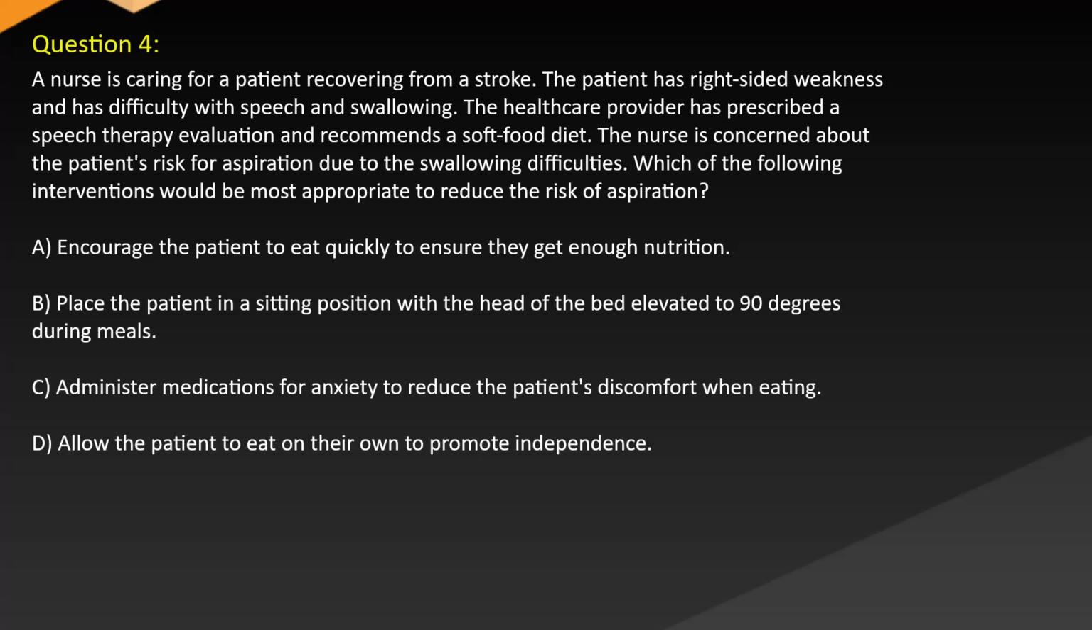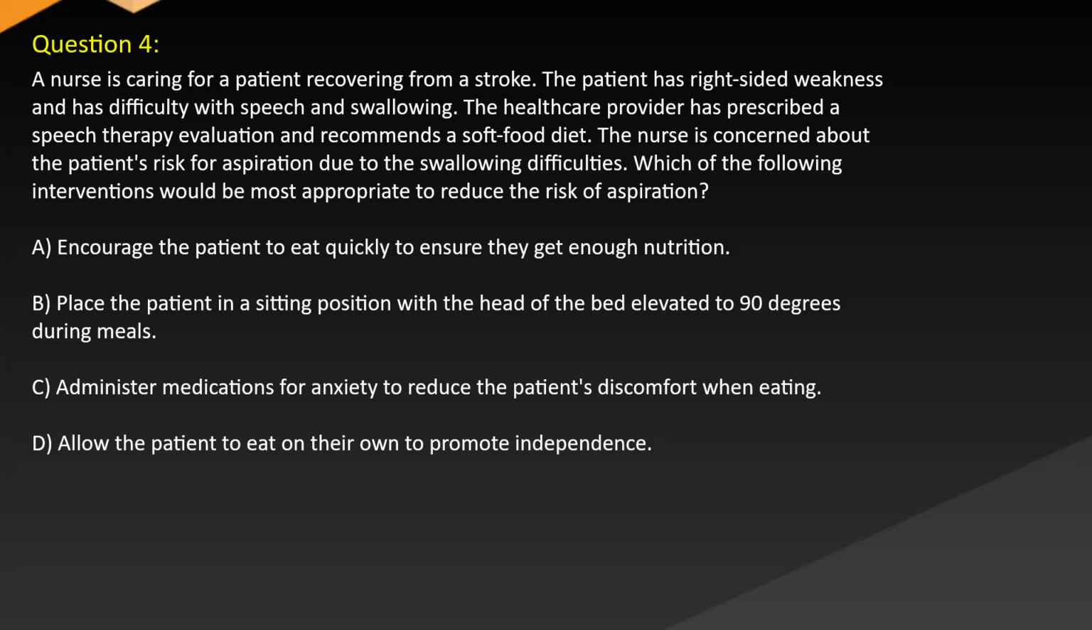Question 4. A nurse is caring for a patient recovering from a stroke. The patient has right-sided weakness and has difficulty with speech and swallowing. The healthcare provider has prescribed a speech therapy evaluation and recommends a soft food diet. The nurse is concerned about the patient's risk for aspiration due to the swallowing difficulties. Which of the following interventions would be most appropriate to reduce the risk of aspiration?